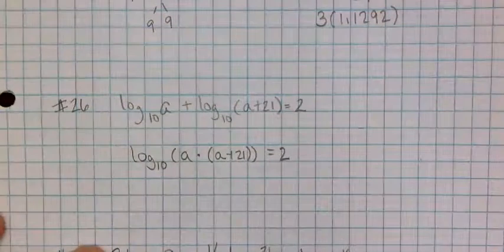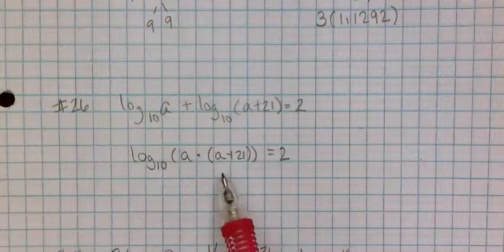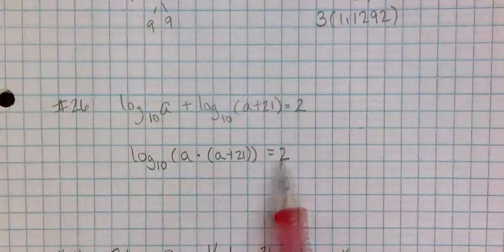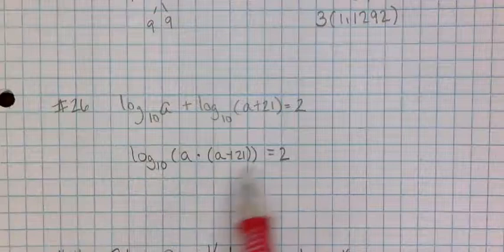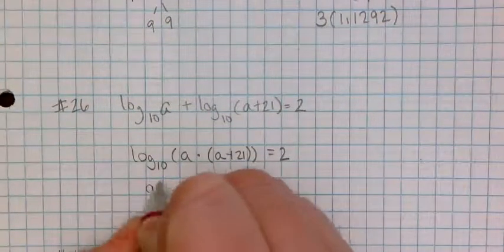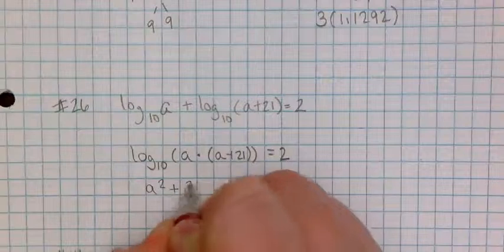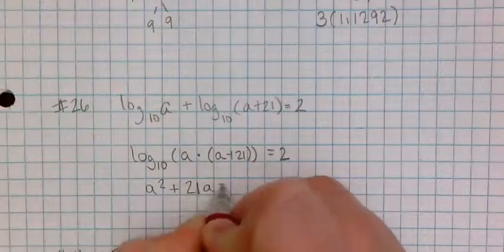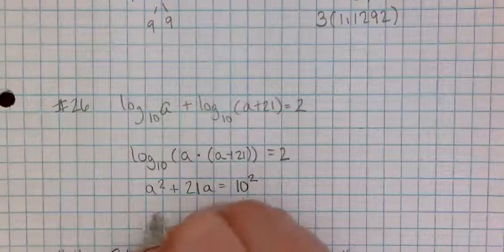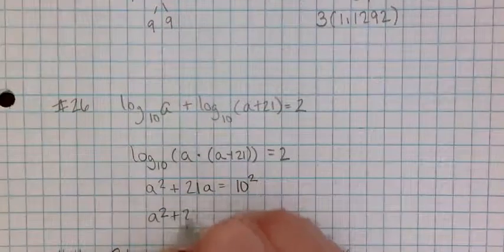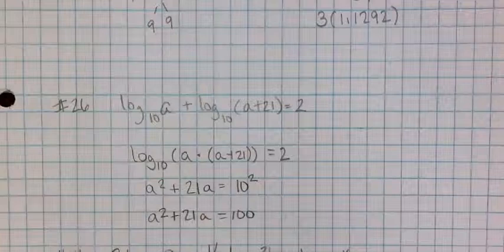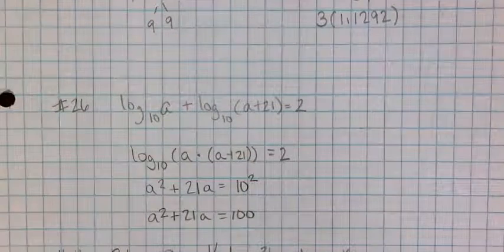At the same time, I'm going to rewrite it from logarithm to exponential, and I'm also going to do this multiplication. So I'm going to have a squared plus 21a equals 10 squared, which means a squared plus 21a equals 100. Now because I have an a squared, I know I need to solve the equation by factoring.